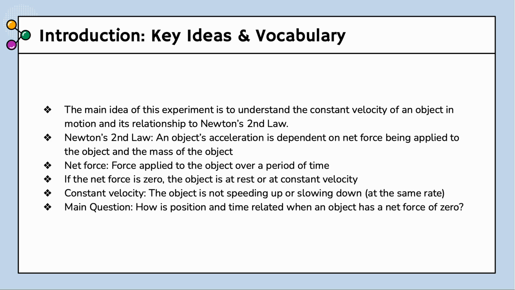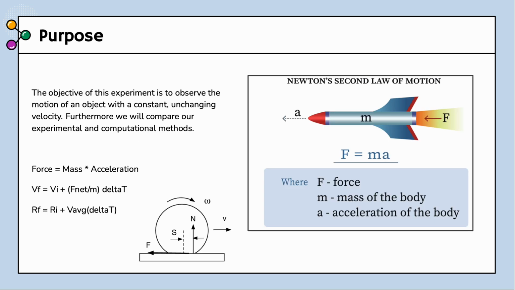The main question of this experiment is how position and time are related when a moving object has a net force of zero. The purpose of this experiment is to observe the motion of an object with a constant and unchanging velocity, and we're going to be comparing our two methods. The first one is experimental, where we use Tracker to track data from when the ball is moving, and the computational method is our code in GlowScript.